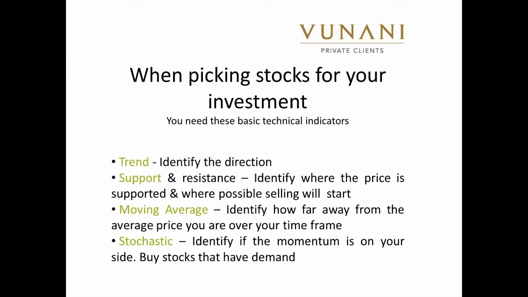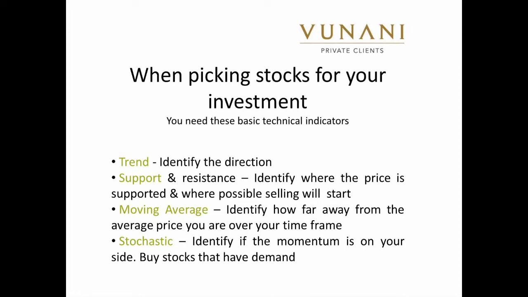So let's just recap. When picking stocks for your investment, you need these basic technical indicators. Trend: identify the direction. That's number one. You only want to get into stocks that are going up, not ones that are bouncing up and down or even going down. Support and resistance. Support is where we buy. Okay? If you identify where this price is supported and where people are possibly going to sell it, you're a long way or a big step ahead of the curve. You should be getting in to where other investors start seeing value.